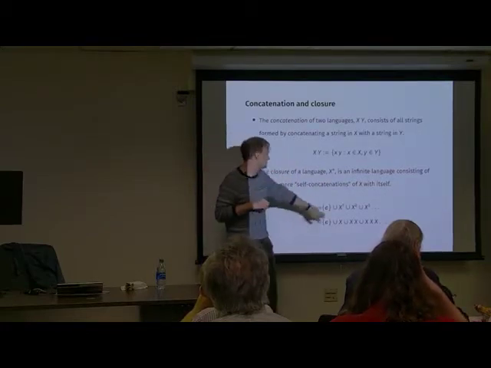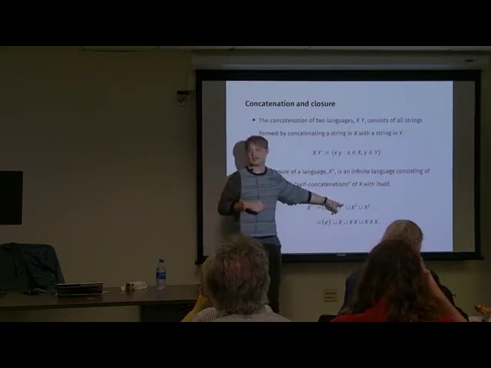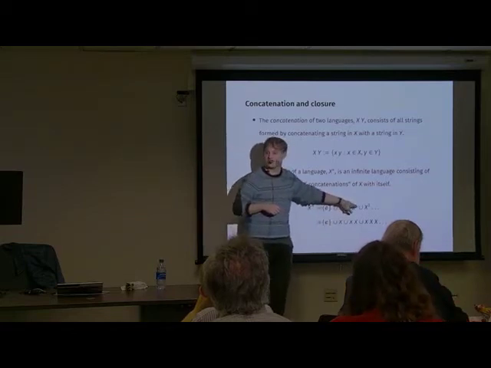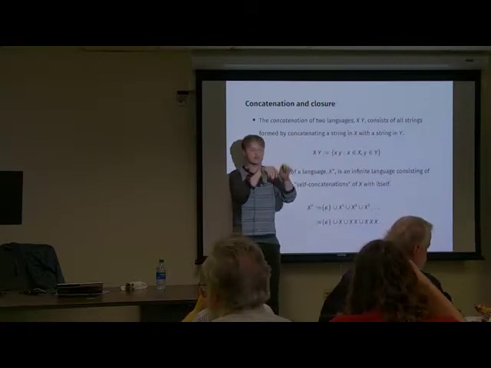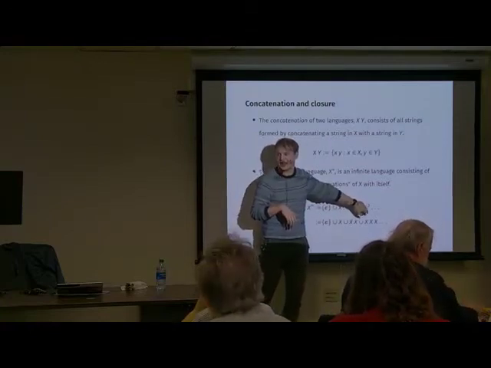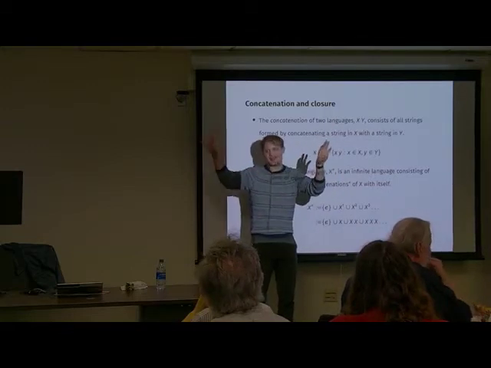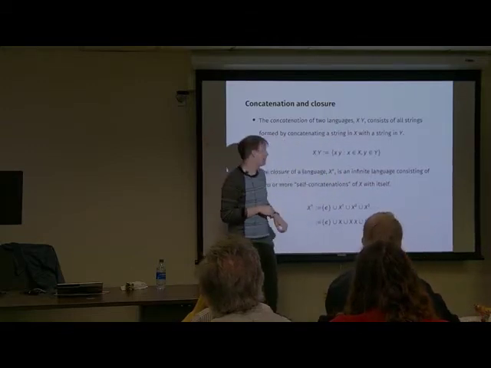Sometimes you write this as x superscript 1 is just x. X superscript 2 means x concatenated with itself, so every string in x concatenated with every string in x. This is that 3 times, so every string in x concatenated with every string in x concatenated with every string in x, and so on and so forth, indefinitely.